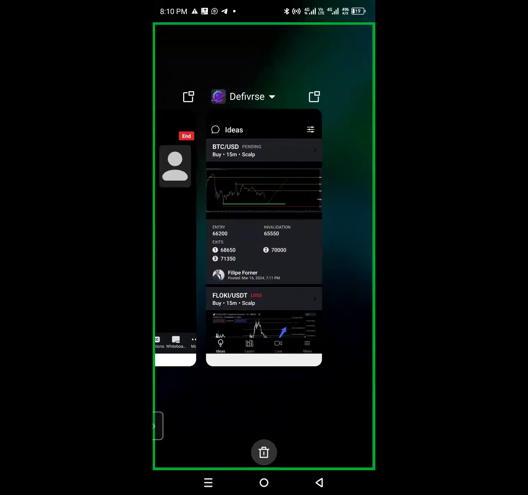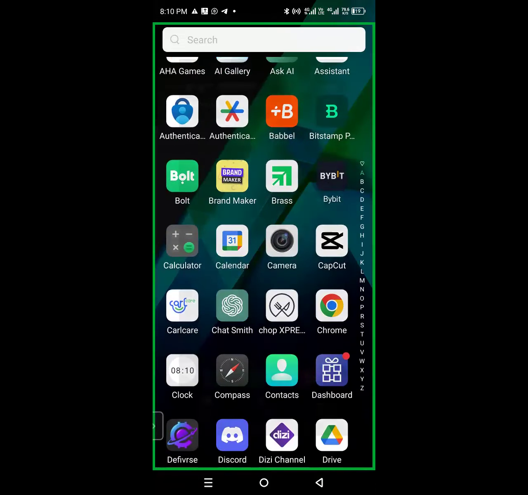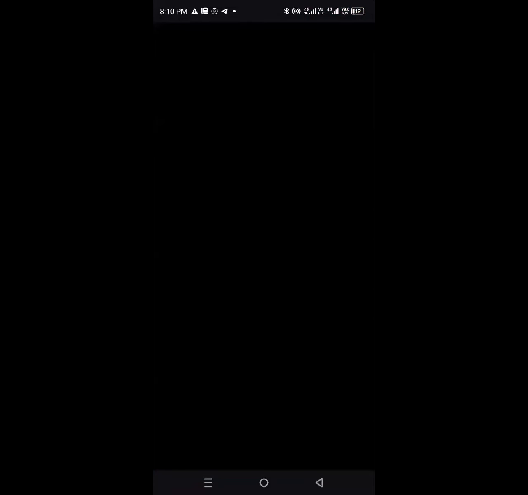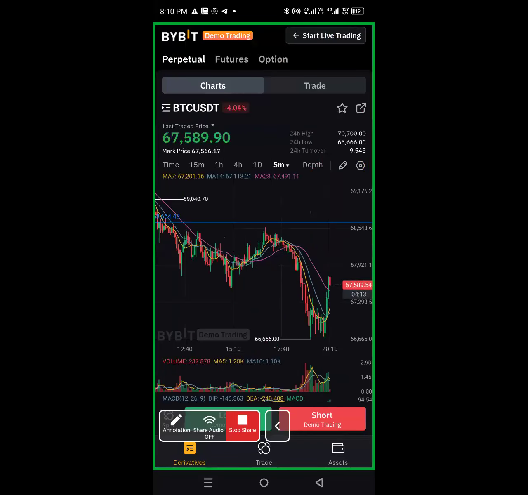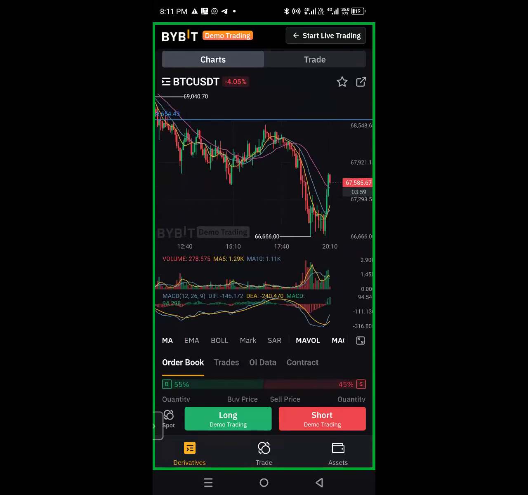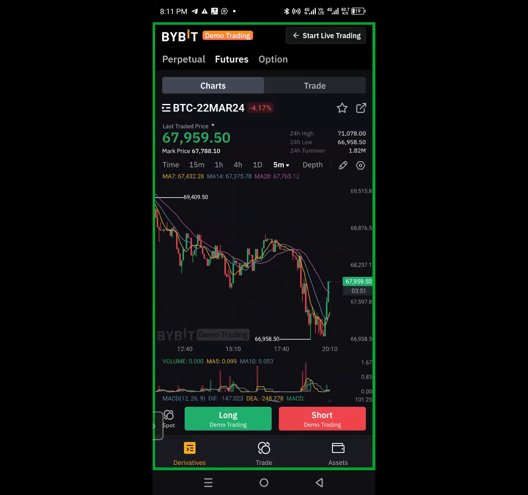So now let me go to Bybit. First I'll talk about the settings on Bybit. There are 3 segments here. The first segment is for perpetual trades. The second one is for futures, and the third one is for options.